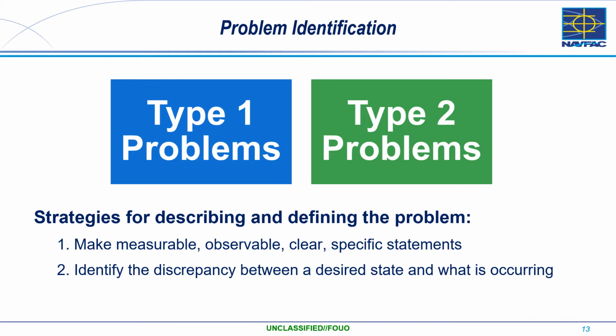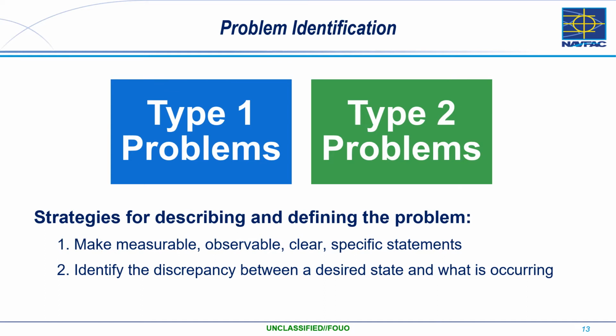Albert Einstein once said that given an hour to save the world, he would spend 55 minutes defining the problem and only 5 minutes thinking of a solution. While that may be an exaggeration, it does show the importance of trying to define a problem well before attempting to come up with a solution. There are 2 strategies you can use to describe and define your problem.